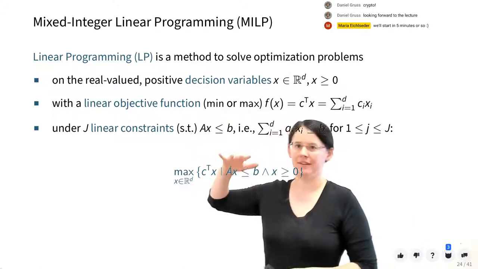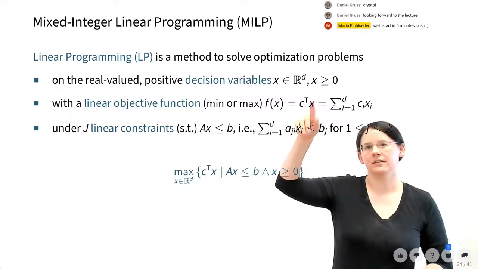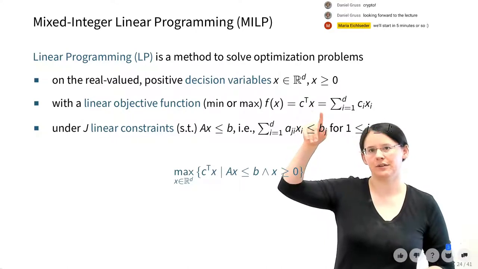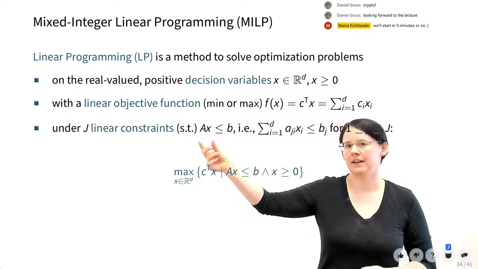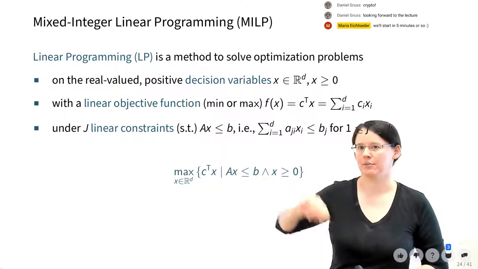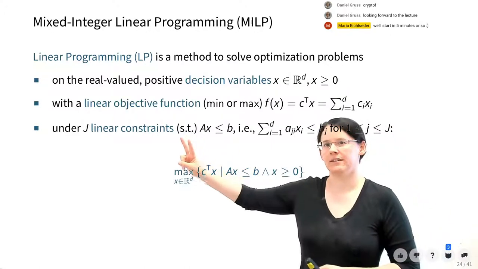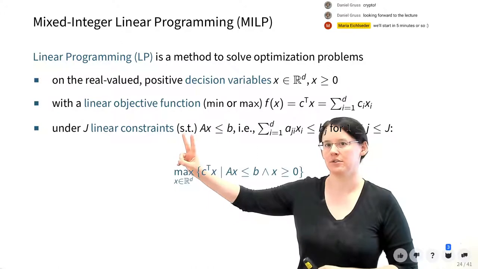When we write this down in mathematical terms, we often write this as a vector-vector multiplication here for the objective function and as a matrix vector multiplication for the constraints, where each line of the matrix describes one constraint. And we usually write ST in front, which means such that or subject to.